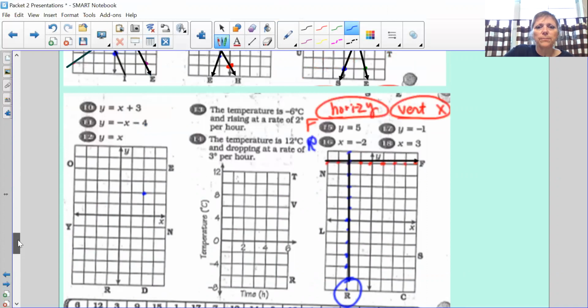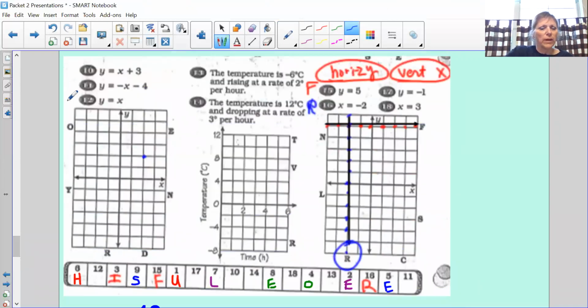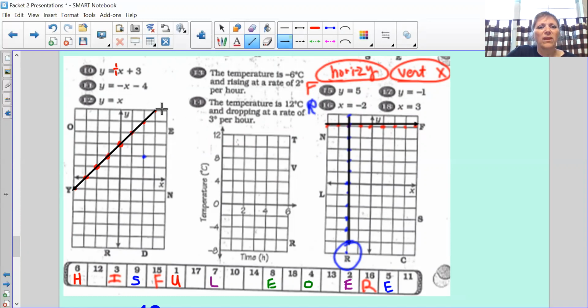Okay, keep going. Now we're down here. Number 10, x plus 3. So what we're going to do is go up 3 from the origin. 1, 2, 3. And this has missing numbers, 1 over 1. So I'm going to rise 1, run 1. Rise 1, run 1. And I really don't have to say that anymore. I'm just going to basically follow this pattern. Walk it up and down. And then make my line. Okay, Y. 10 is Y.